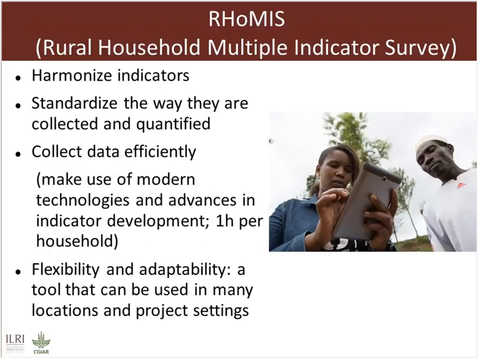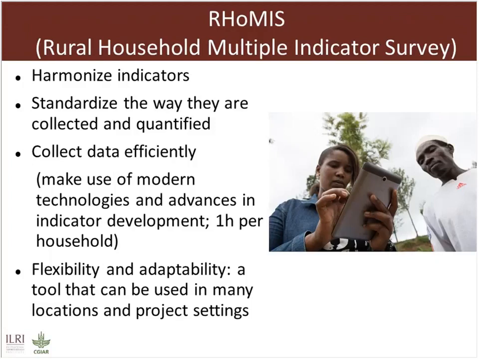that. That drove us to develop a relatively new survey tool, which we call ROMIS. It's a Rural Household Multiple Indicator Survey, where we harmonize indicators and we standardize the way they are collected and quantified in all of the applications. We try to collect data as efficiently as possible, so making use of modern technologies and advances in indicator development, and we aim for a maximum survey duration of about 1 hour per farm household.